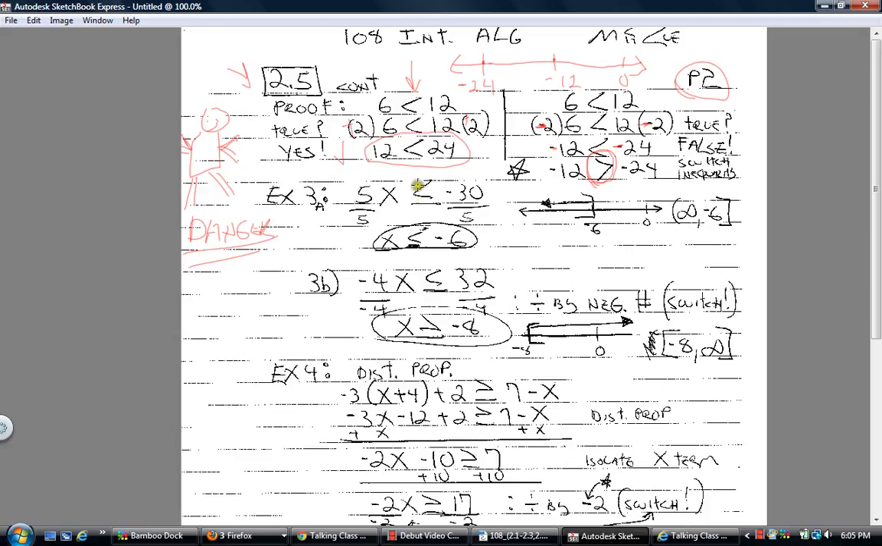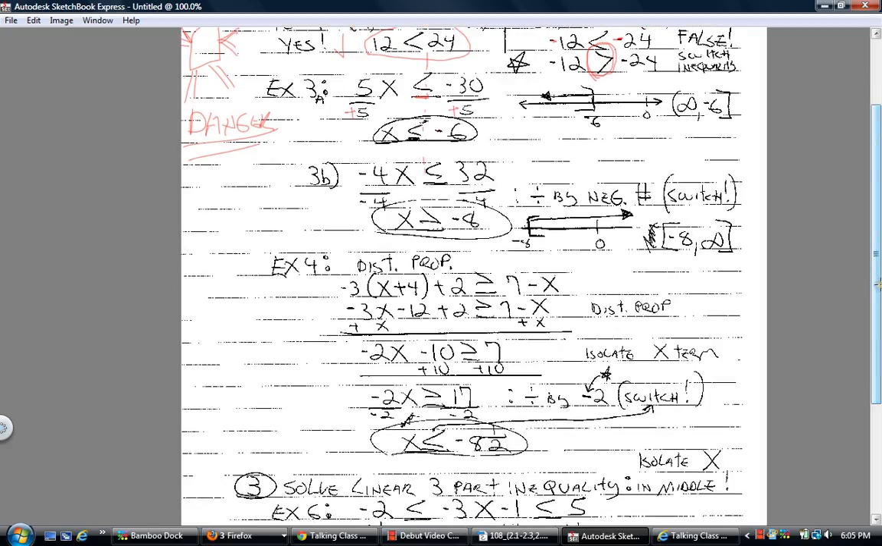5x less than or equal to negative 30, isolate the x. Remember, keep practicing what you're doing. You isolate the variable, divide left side, right side, by 5 on both sides. You have x is less than or equal to negative 6. Did I need to flip the inequality sign? The answer is no, because I divided by what? Positive. And you could see all of the graphing stuff there. I'm not going to do that this time.